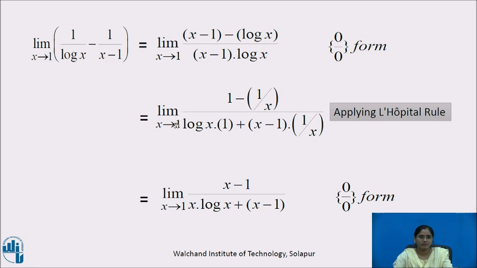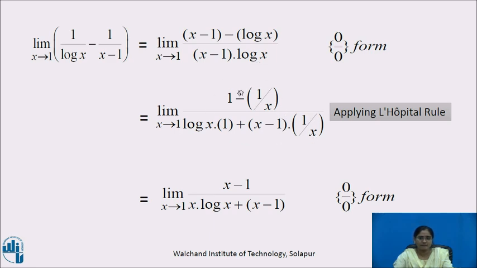Therefore, limit x tends to 1. Now, differentiation of the numerator. X minus 1 derivative is 1, minus log x derivative is 1 by x. Denominator's derivative: in the denominator, there is a product of two functions, x minus 1 into log x. So here, while differentiating, I need to use the u dot v rule of differentiation. So, log x as it is, differentiation of x minus 1, that is 1, plus x minus 1 as it is, derivative of log x, that is 1 by x.